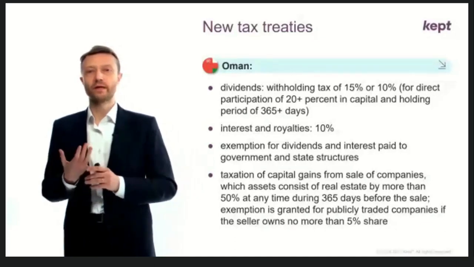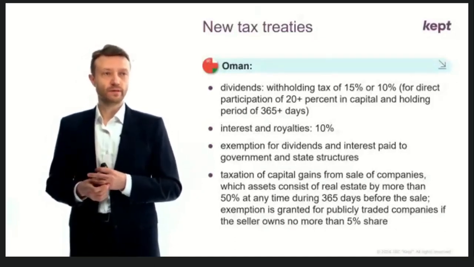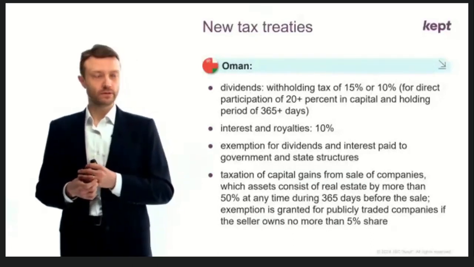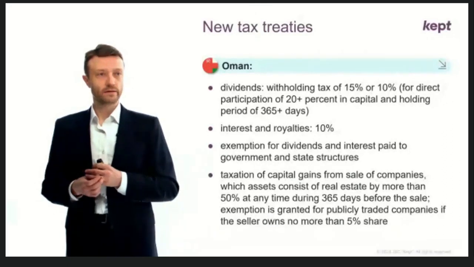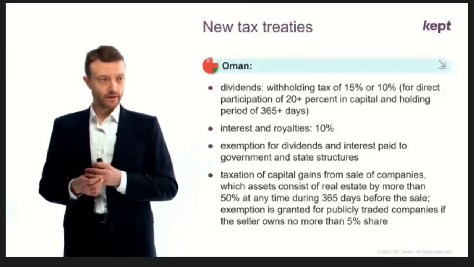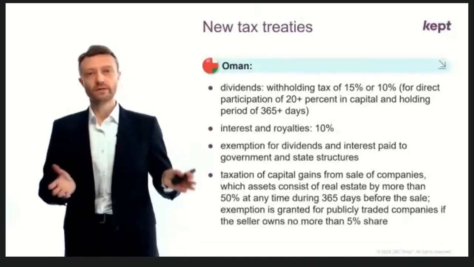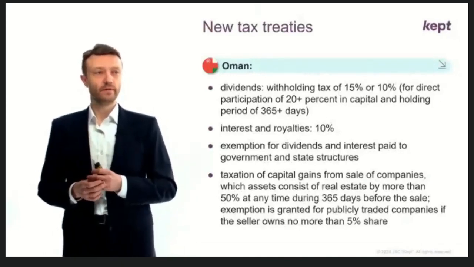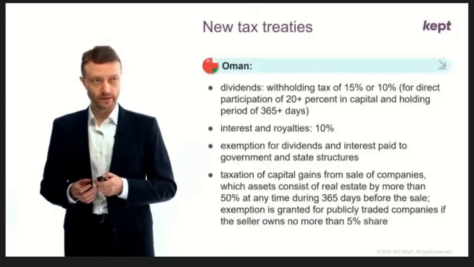So for dividends, there are conditions for the 10% rates. For interest and royalties, the 10% rate is applicable without special additional criteria. Yeah, taxation of capital gains from indirect sale of immovable property. So this treaty with Oman is very similar, and there are no surprises here.